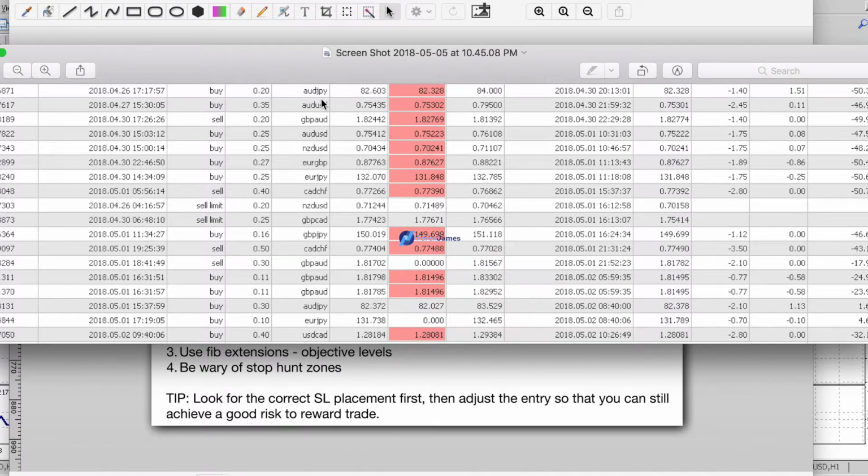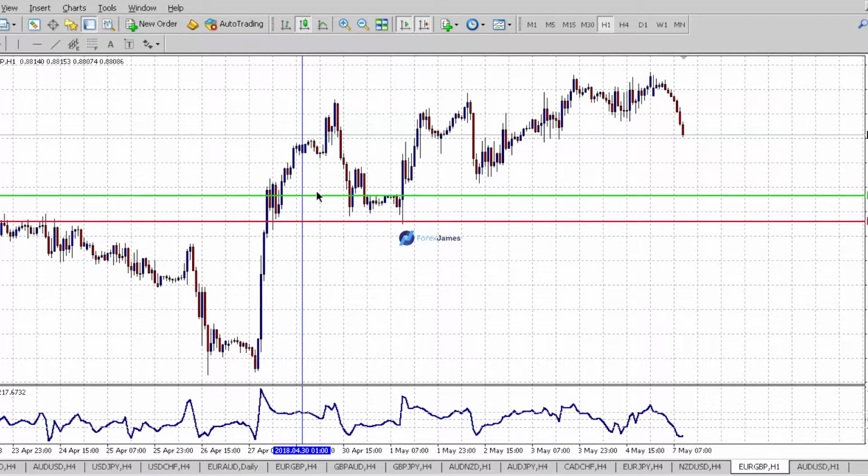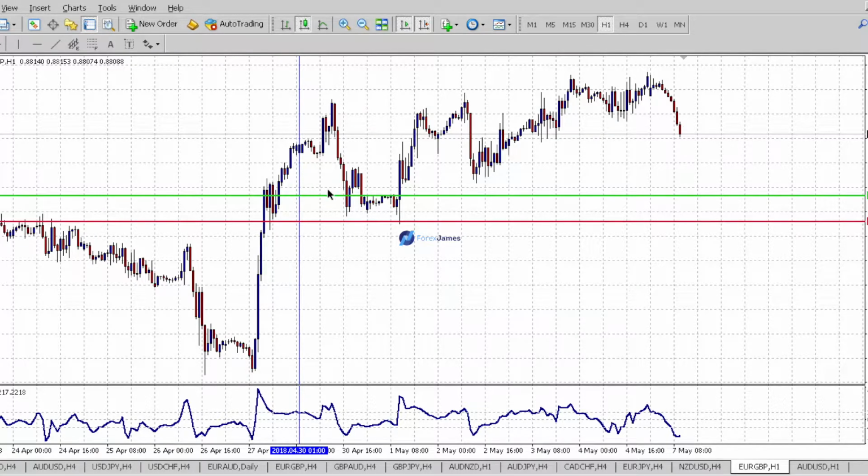Let's take a look at this Euro Pound trade right here. You see, I've drawn it on my charts, and this was the date, and this is the entry point right here. He had projected that price would go up, which indeed he was right. But you see what happened here? Stopped out, and then price went in his favor.